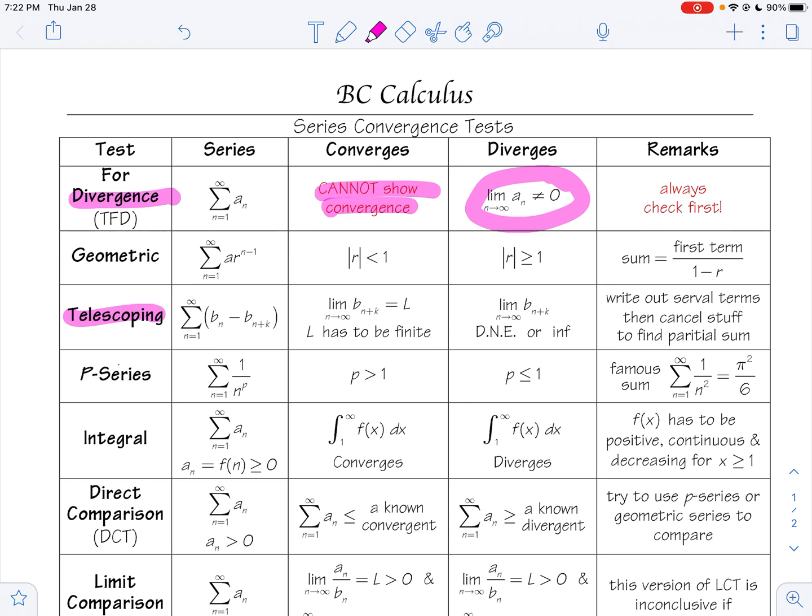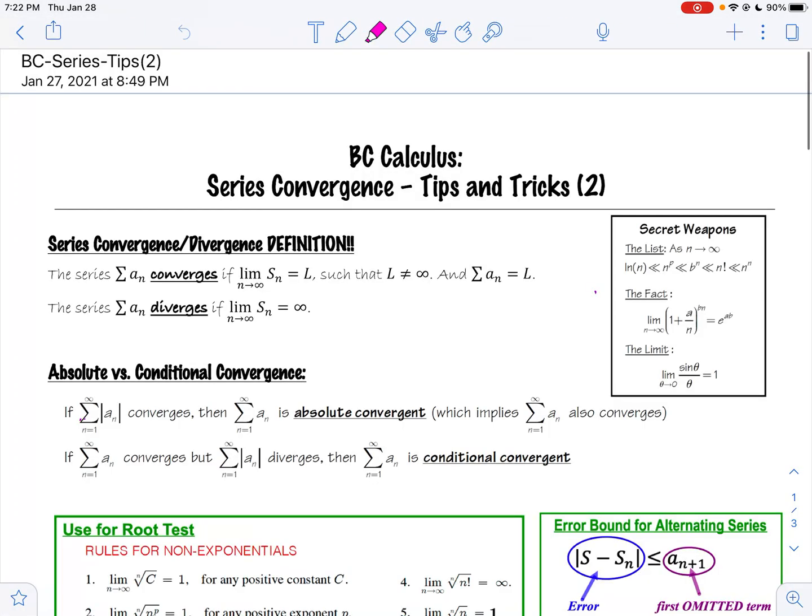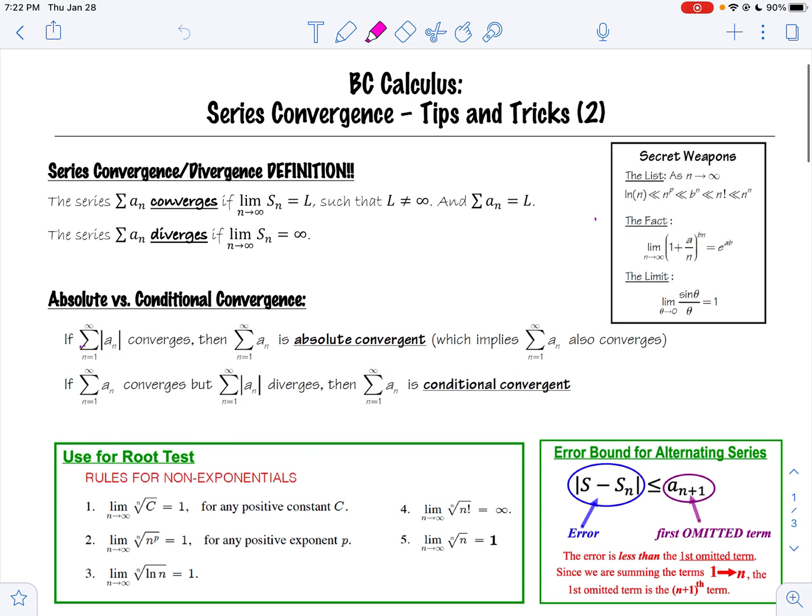So now that we're done with that clarification, we're going to move on to the series tips and tricks, part 2. This is the second tips and tricks document that I put together for you. The first thing I wanted to talk about, and this is super important, I'm noticing people are really confused about the definition of when a series converges and diverges.